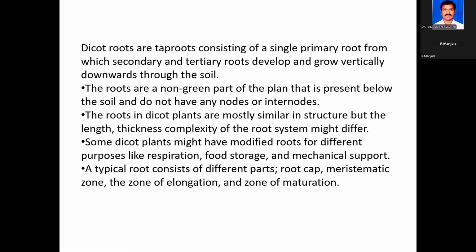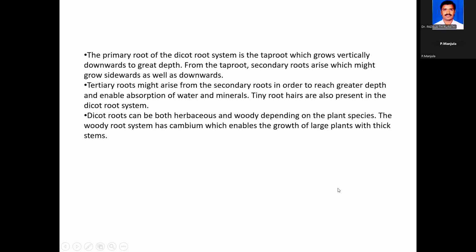In some dicot plants, the roots are modified into different structures for different functions. For respiration, they are called respiratory roots. Some roots store food materials, called storage roots, and another modification is for mechanical support. These are the different modifications of roots. A typical root consists of different parts like the root cap, meristematic zone, zone of elongation and zone of maturation.